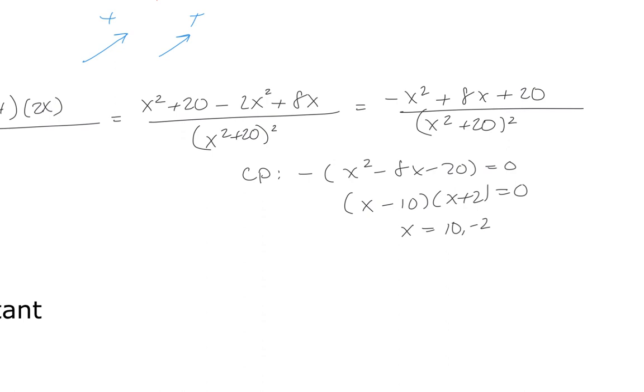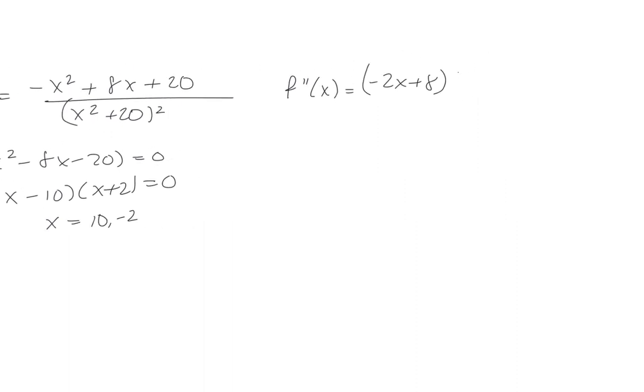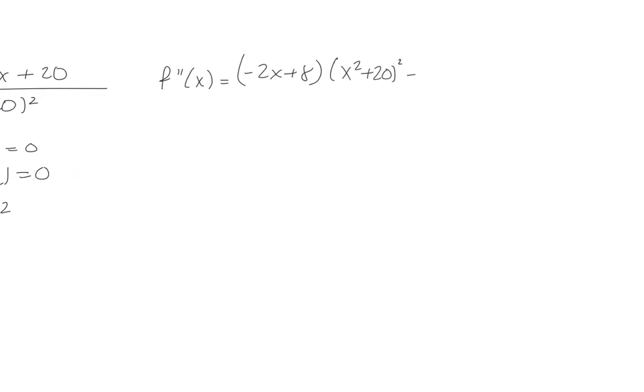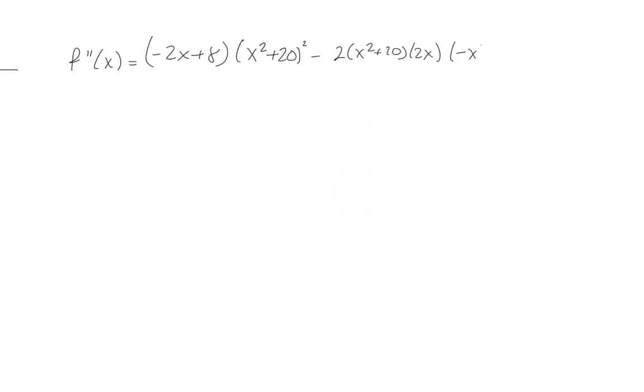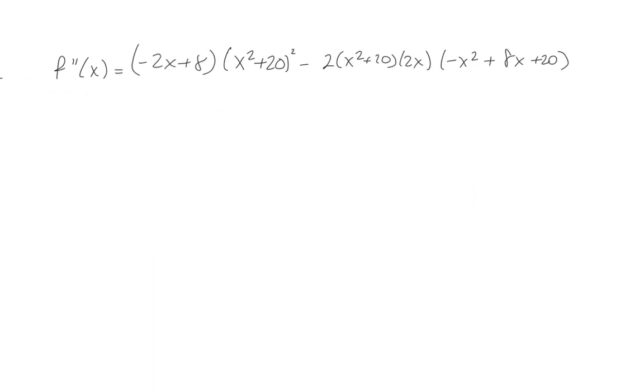Now, I am probably disinclined to do the second derivative because it's not going to be a lot of fun, but let's go ahead and do the second derivative. So f double prime of x is equal to the derivative of the numerator, which is going to be negative 2x plus 8, multiplied by the denominator, which is going to be x squared plus 20, the quantity squared, minus the derivative of the denominator, which is 2 times x squared plus 20 multiplied by 2x, multiplied by the numerator, which was negative x squared plus 8x plus 20, all over my denominator, which was x squared plus 20, raised now to the 4th power.